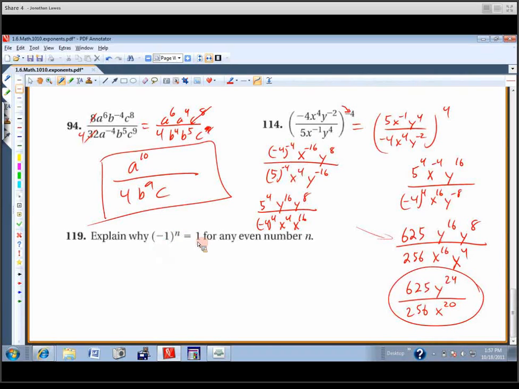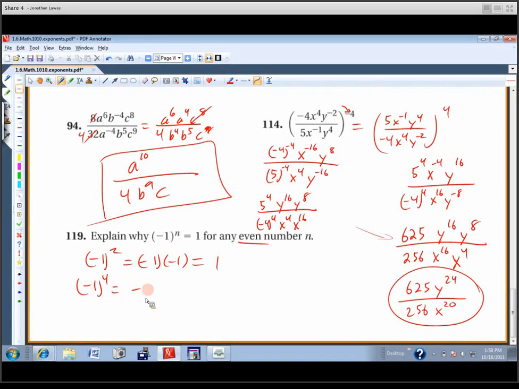Okay, last problem. Explain why negative 1 to the n equals positive 1 for any even number n. So if you think about that for just a second, let's plug in a number. Let's plug in an even number. So this is called coming up with a numeric example. Let's check and make sure it works if it's a 2. Negative 1 times negative 1 is positive 1.